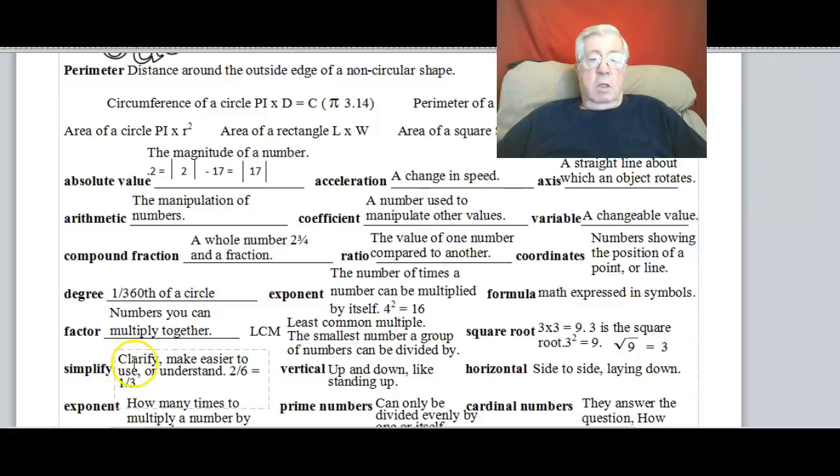Simplify. Clarify, make easier to use or understand. So if you have 2/6, if you clarify or make easier, you reduce it to 1/3. This is good when you have some large numbers that your mind can't grab like it can a 2 and a 6. So you reduce it, you clarify it, you simplify. Vertical, up and down, like standing up. Horizontal, side by side, or laying down.